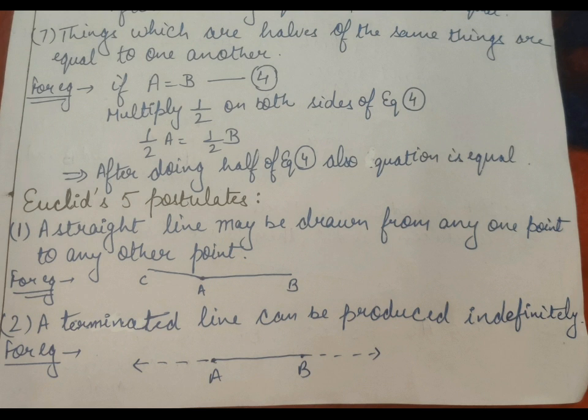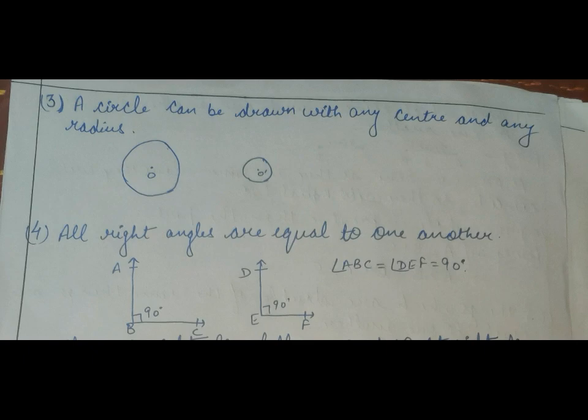Now postulate number 2 is: a terminated line can be produced indefinitely. Again in the example you can see AB is the terminated line. That means the line is terminated at A and also at B. Still we can extend it, from A also and from B also. Then come to postulate number 3.